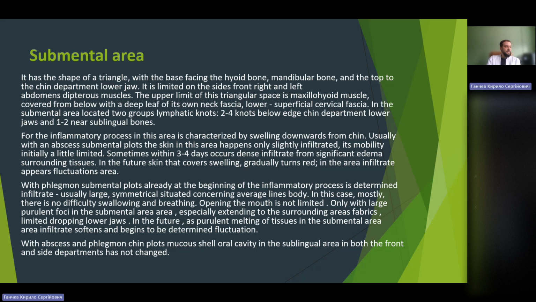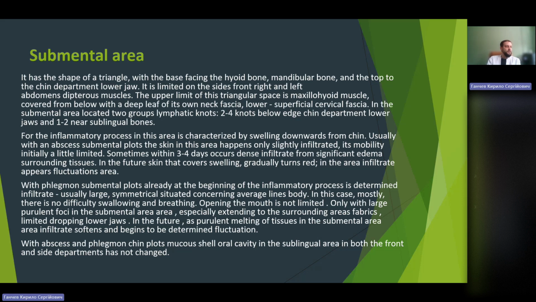In the future, there is purulent melting of tissues in the submental area, and the infiltrate softens. It means it becomes softer and fluctuation begins to be determined. Fluctuation is a pathological sign when you feel some liquid moving under the tissues. It's a very specialized pathological sign.